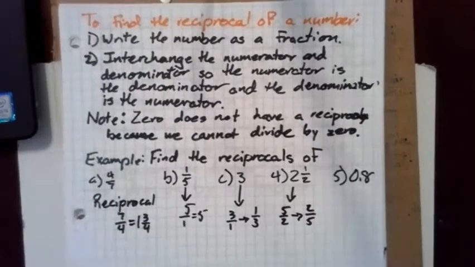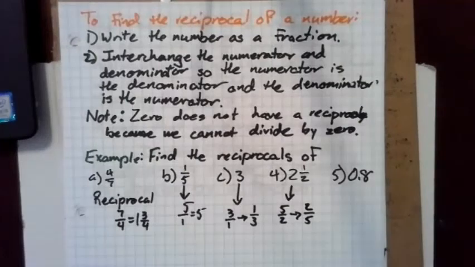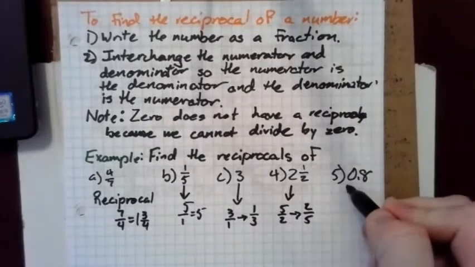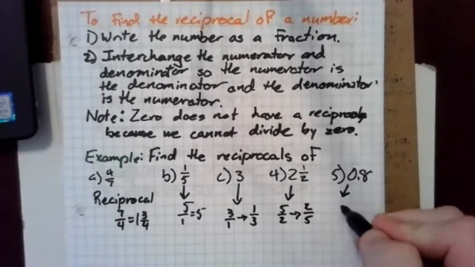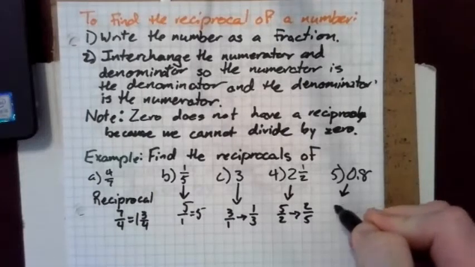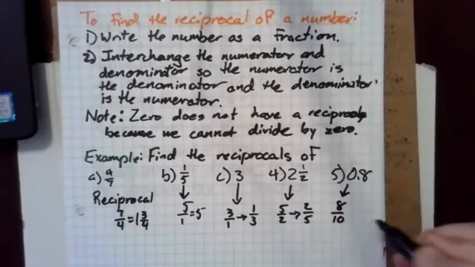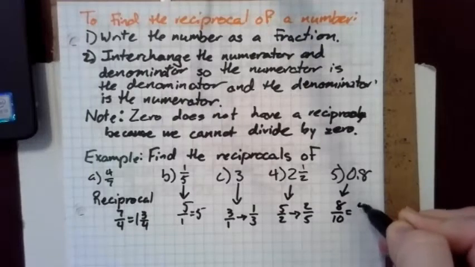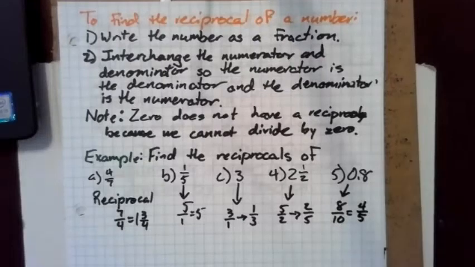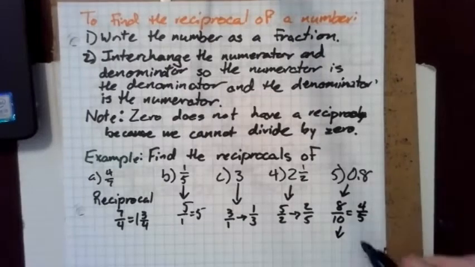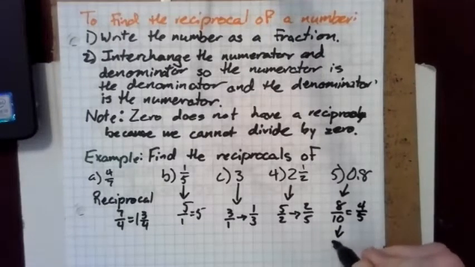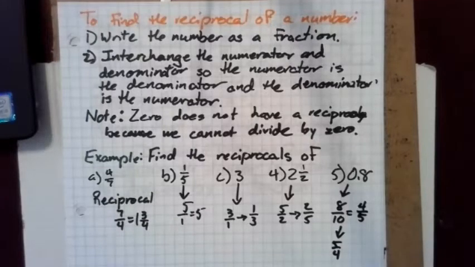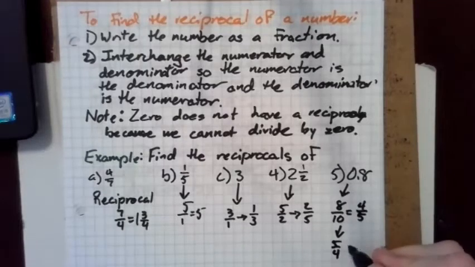And then 0.8 is probably the most complicated of these. We can write 0.8 as a fraction. We can write that as 8/10. And then we want to write this in lowest terms, and that'll be 4/5. Both 8 and 10 are divisible by 2. So that allows us to take the reciprocal, 5/4, which is also known as 1 1/4.